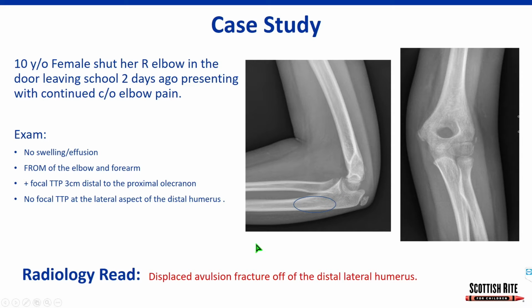You get your radiology report from these 2 x-rays, and the radiologist has said there's a displaced avulsion fracture off the lateral humerus. I'm assuming with that read, they're talking about this right here, which would make sense. But going back to your exam, you notice that she didn't have any tenderness over there. So I think this is an important time to note.